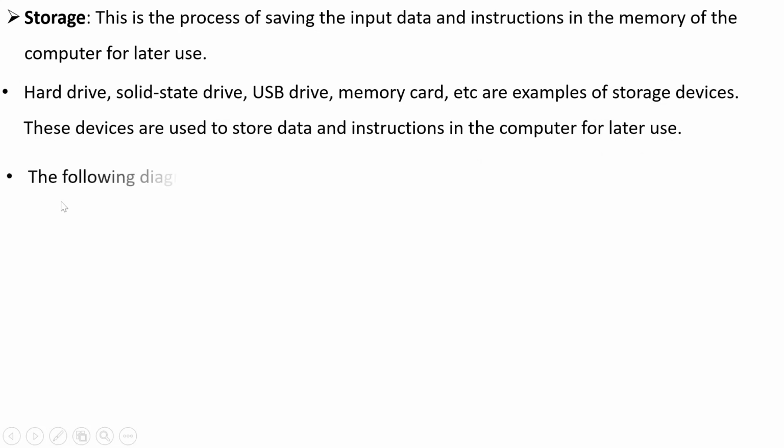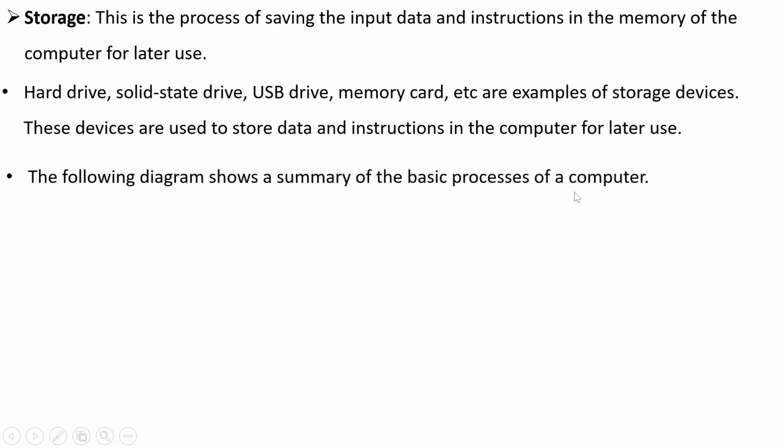All right, so the following diagram shows a summary of the basic processes of a computer here. So here a computer should do the input. After it receives the input, the computer should process that input. So processing of the input, then it should output that processing. Then it can even store the processed information. So take it to storage.